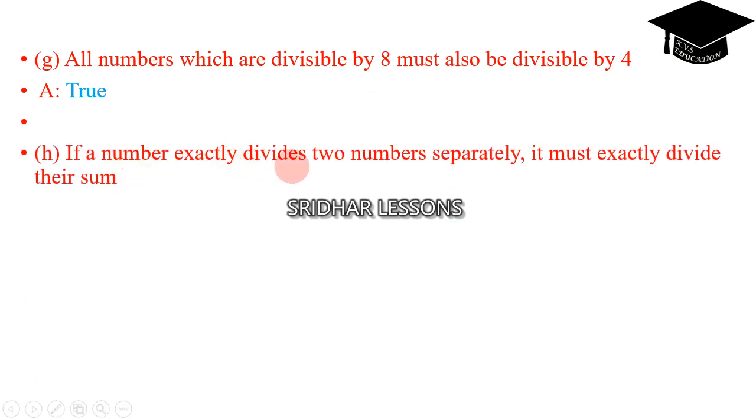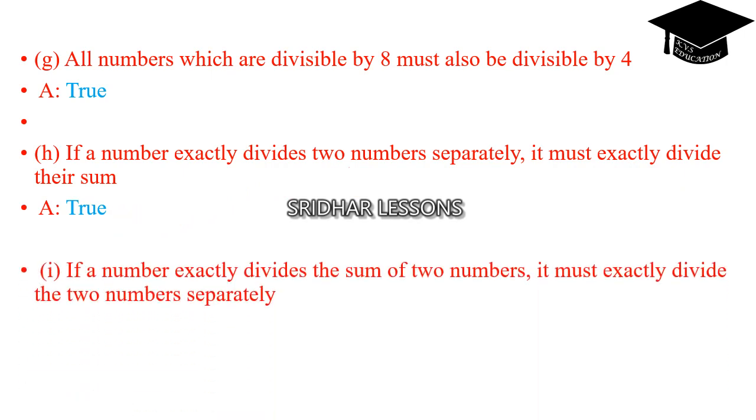If a number exactly divides two numbers separately, it must exactly divide their sum. True. And if a number exactly divides the sum of two numbers, it must exactly divide the two numbers separately. False.